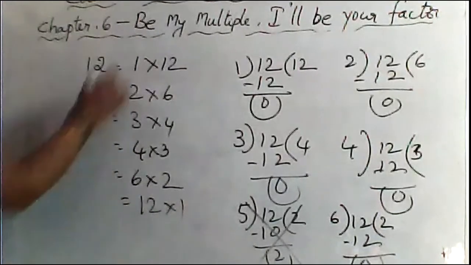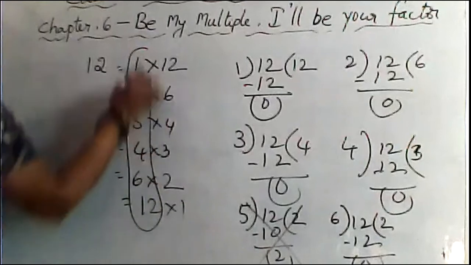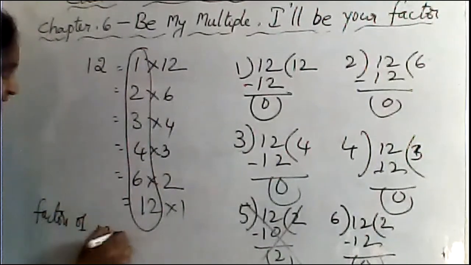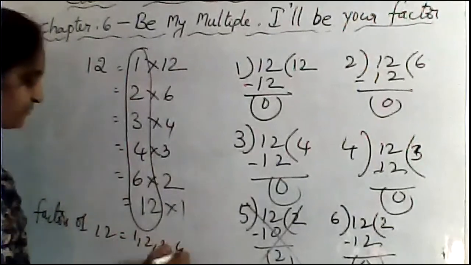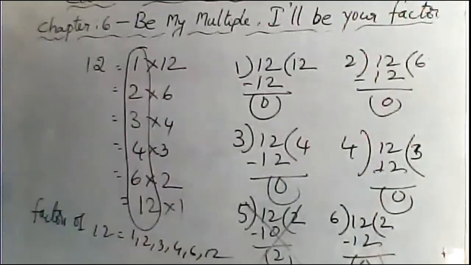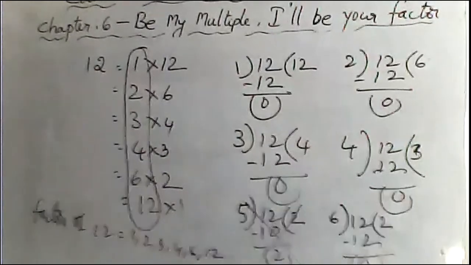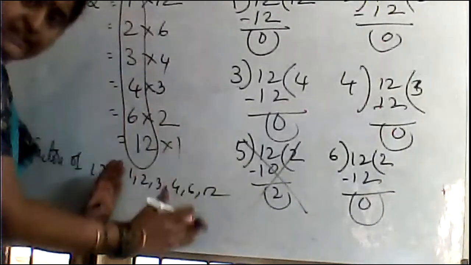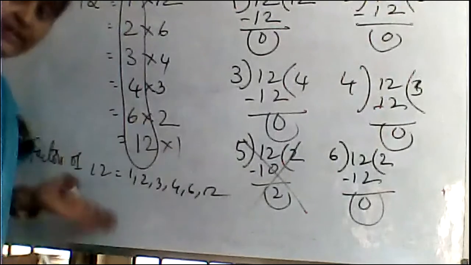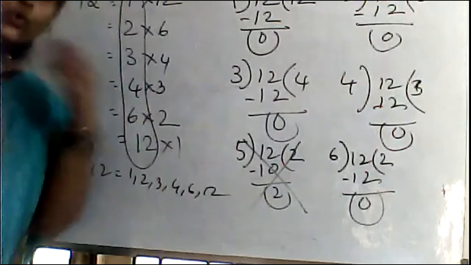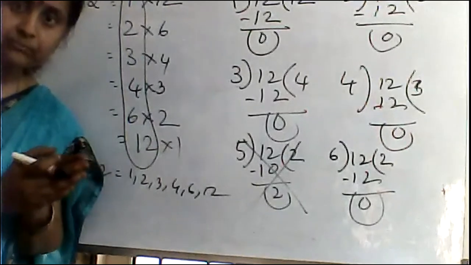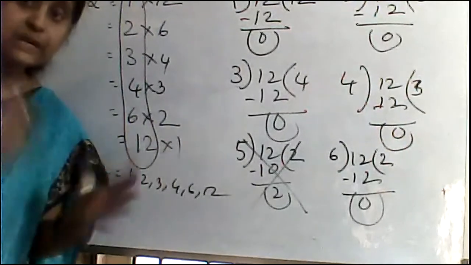So what are the factors? These are the factors. Factors of 12 are 1, 2, 3, 4, 6 and 12. So this much only we are getting as factors. That means we can count how many factors it has. But when we are going to write the multiples of 12, can we stop somewhere? Why? Because multiples are infinite.